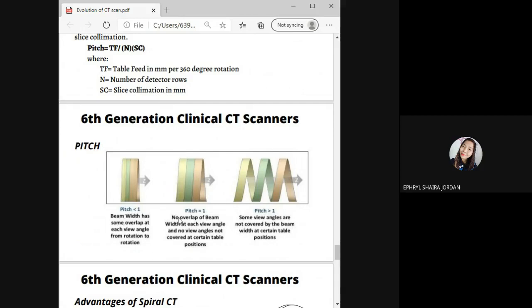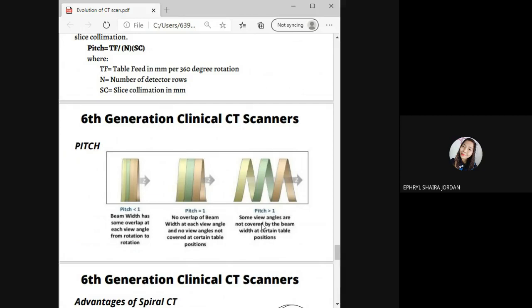So ano naman ang mangyayari kung 1 ang pitch, exactly 1 ang pitch? There is no overlap of beam width at each view angle, and no view angles not covered at certain table positions. Exact man jud kaayo, walay gap. Ayan. Ano naman kung greater than 1 ang pitch?